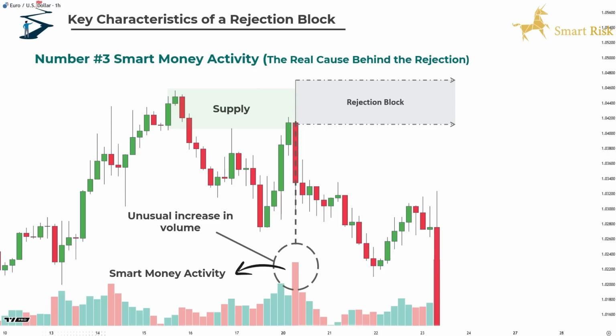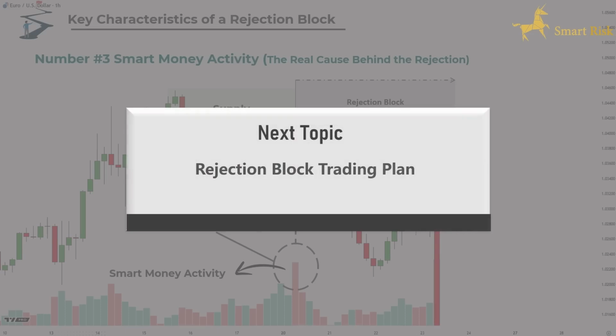If price spikes above a key level but closes with a long wick and volume surges, this confirms smart money activity. Now, let's see how rejection blocks can be utilized to manage a profitable trading strategy and execute trades effectively.